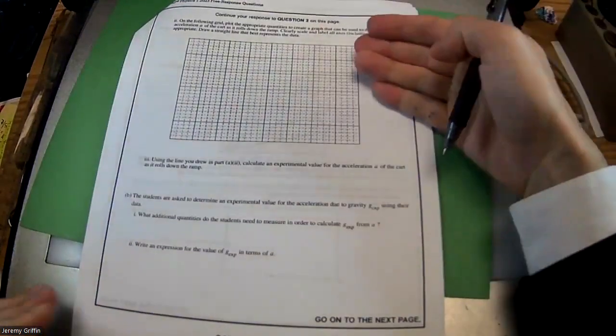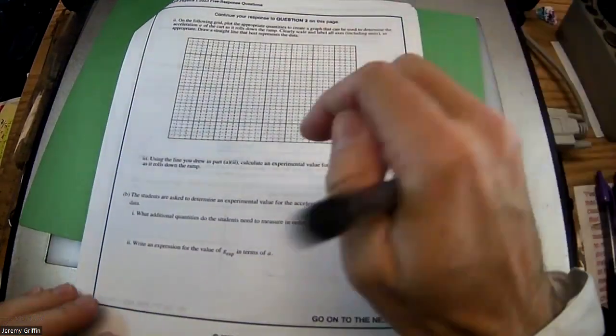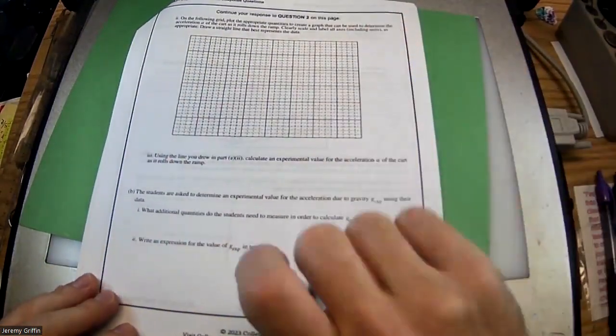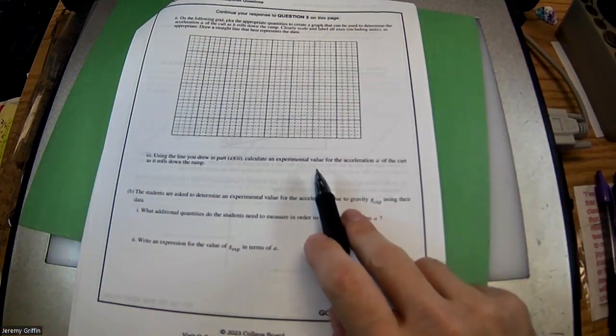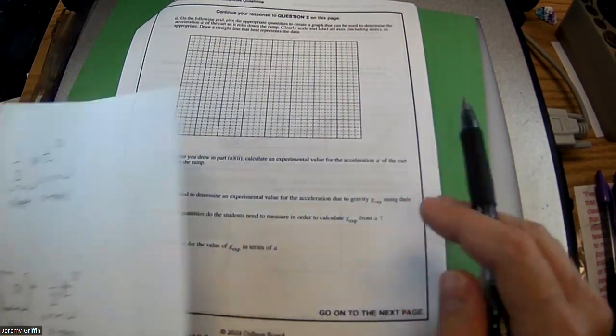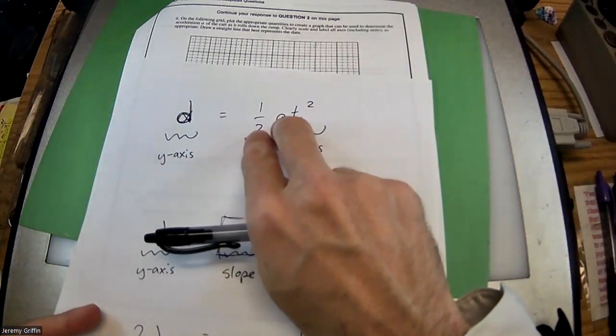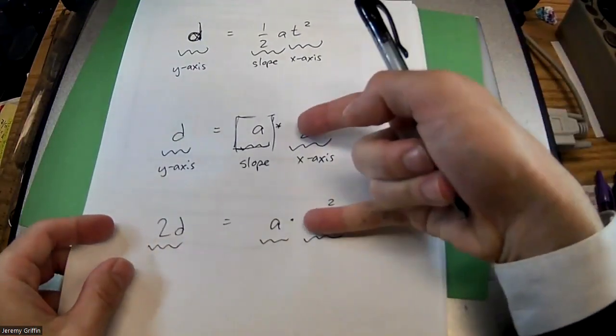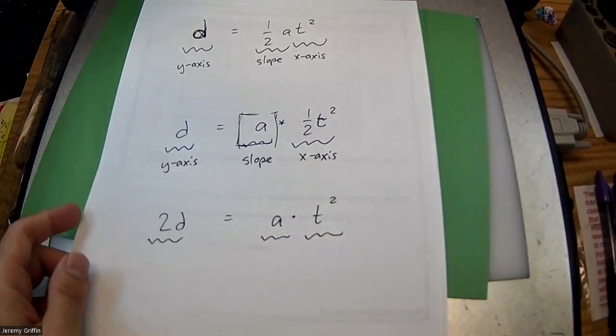All right. Then they wanted you to graph that, so you go ahead and do that. It would have worked. It should have lined up in a straight line. Use the line you drew to calculate experimental value of acceleration of the cart. Okay, if you did it this first way, you'd have to double the slope. If you did it either of these other 2 ways, the answer just would be the slope.